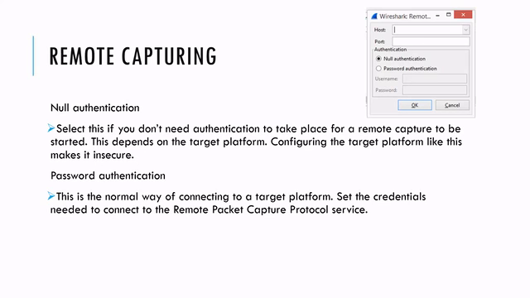Personally, I don't configure the target platform like this because it makes it insecure and easier to hack. So usually, if I'm going to remote in and capture packets on a remote network, I'm going to want that network provider at that network capture location, the target platform, to set up a password for me.